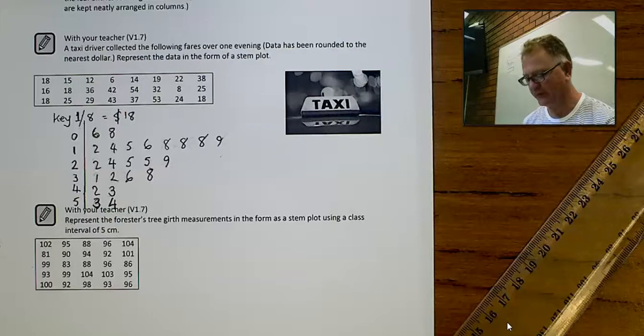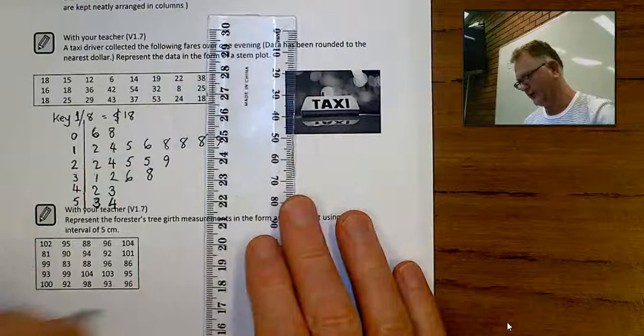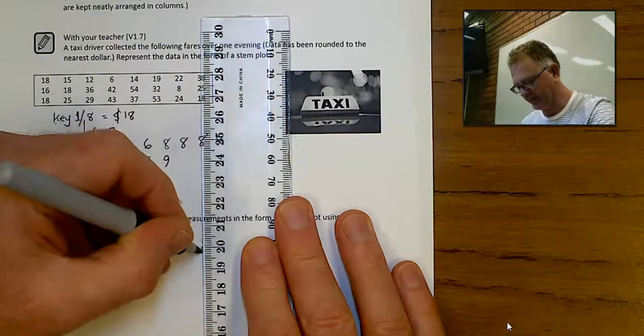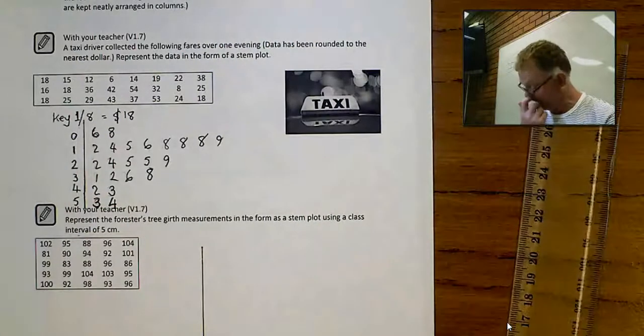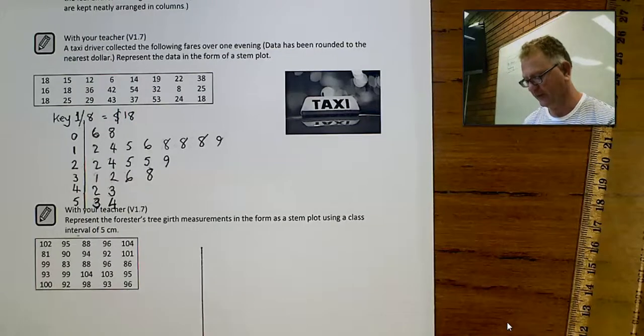We had a forester who was measuring the circumference of a whole lot of trees. We've worked with this data before. Let's have a go now. And this one is a little different because it's asking us to group them in with a group size of 5 rather than 10. Now you can still do this with a stem plot. But what we're going to do is we're going to do it like this.